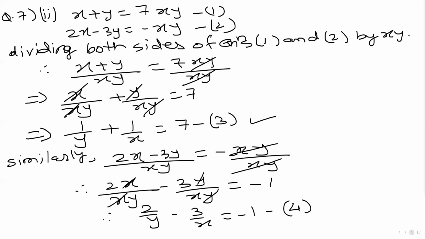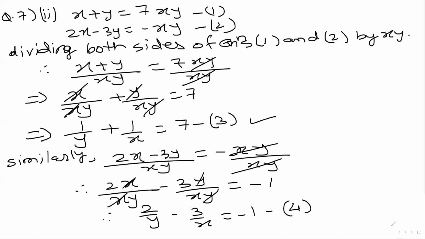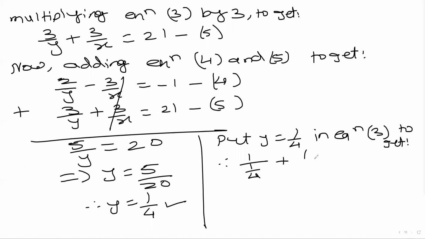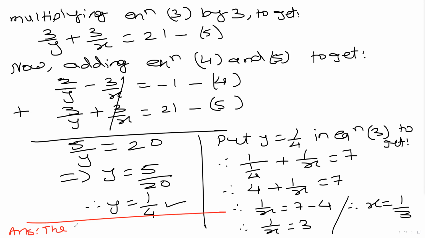1 upon y, that is 1 upon 1 upon 4, plus 1 upon x is 7. So 1 upon 1 upon 4 is 4. 4 plus 1 upon x is 7. So you get 1 upon x is 7 minus 4. Therefore, you get 1 upon x is 3. So you get cross multiply x is equal to 1 upon 3. Correct? Yes, sir. Write down the answer. The solution is x is equal to 1 upon 3 and y is equal to 1 upon 4. That's all.